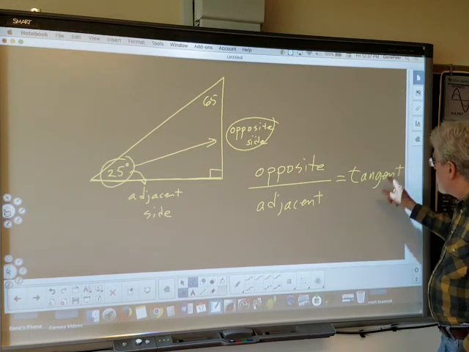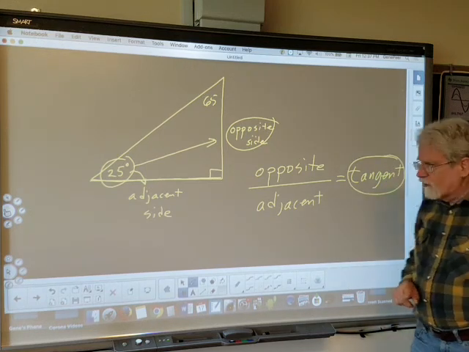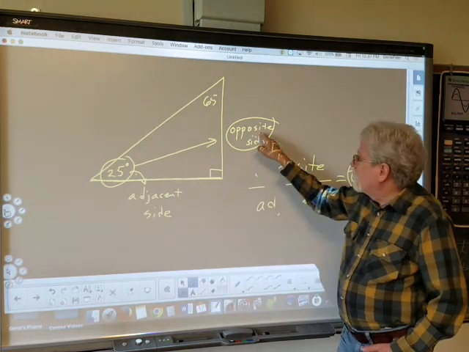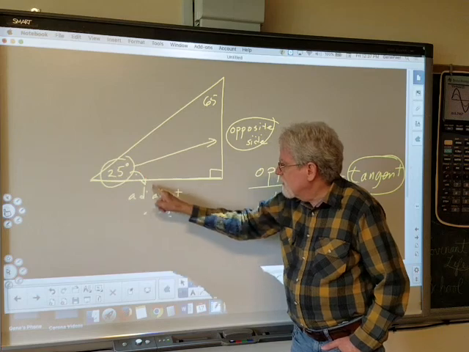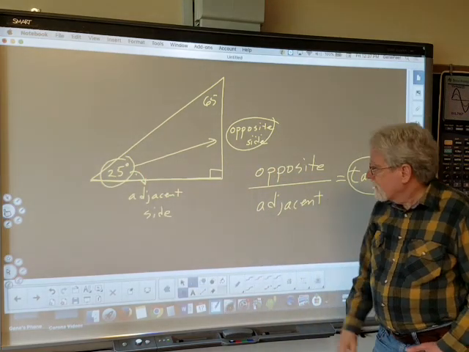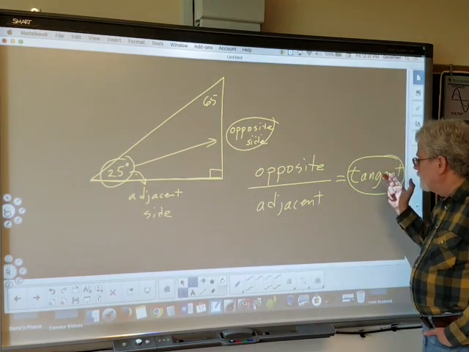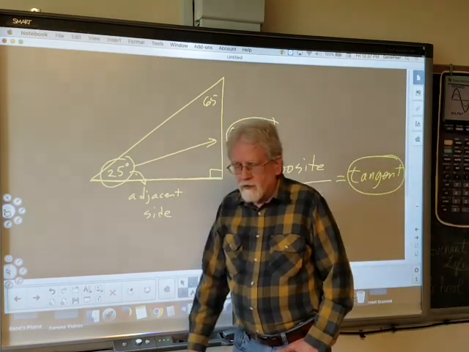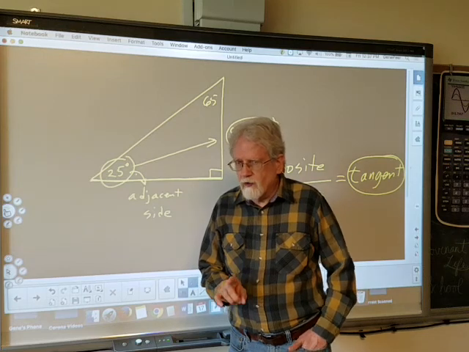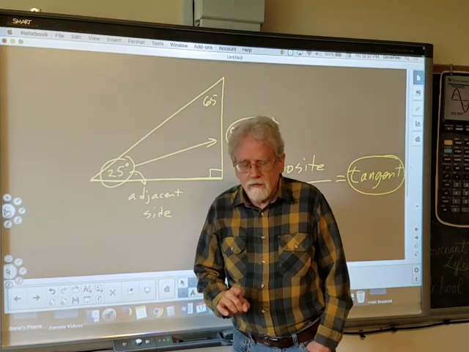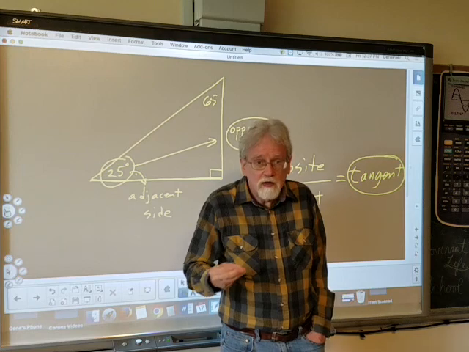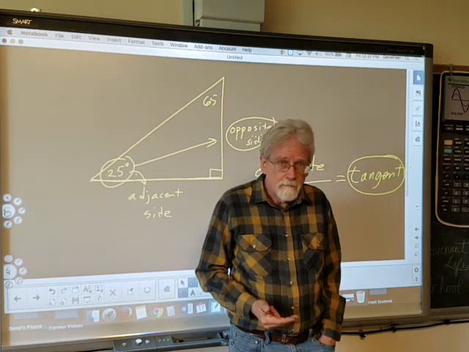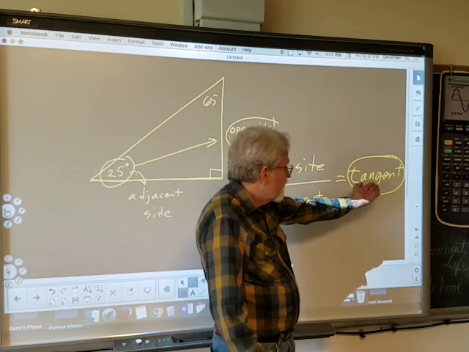In trigonometry, when we talk about tangent, we're simply talking about the ratio of the opposite side to the adjacent side. Opposite over adjacent is tangent. That is the first trigonometric ratio that you have to know. Simply, the tangent is what? Opposite over adjacent. Tangent equals opposite over adjacent.